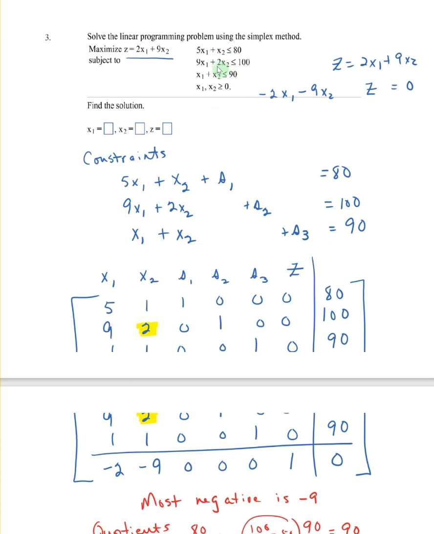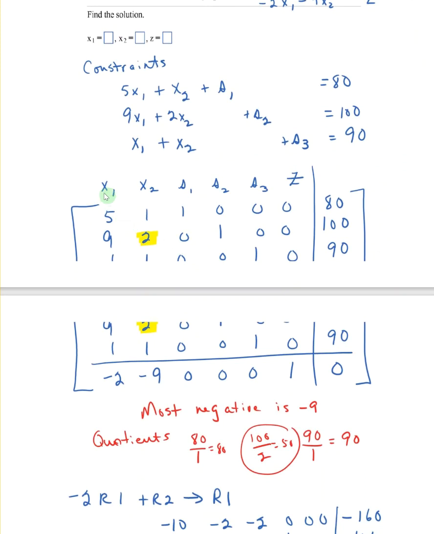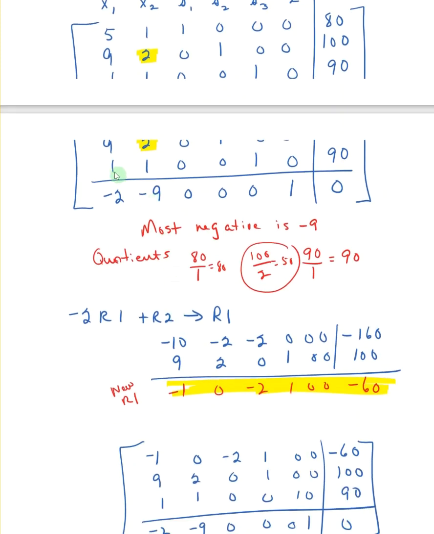So if you have 3 constraints, you're going to have 3 slack variables. So now we should be able to write it. And I would suggest putting this up top just to keep you straight at the beginning. So 5x1 plus 1x2 plus 1s1, all zeros, and then 80. 9x1, 2x2, 0 there, a 1 there, 2 zeros, and a 100. Let me scoot down here. Then a 1x1, 1x2, 0, 0, a 1 in S3, 0 for Z, and 90.